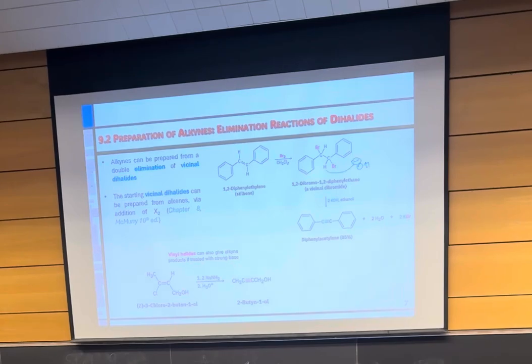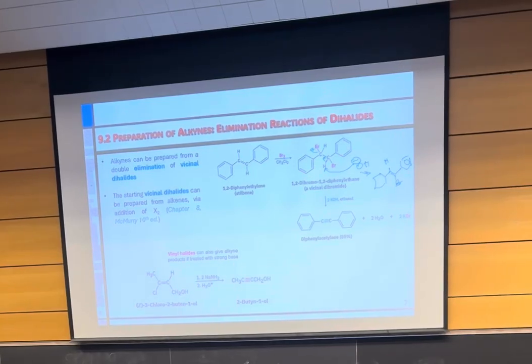OH minus. Bada bing, bada bang. There it is. Right? Just attacks that proton, rips it off, goes in there, and then the bromine leaves. Okay, they have to be trans to each other, but it's the H and the Br. You can just kick it out. Is that okay? That's the first reaction, right? The OH minus comes, rips off one H. Those electrons go in, make a double bond, and the other bromine comes out.